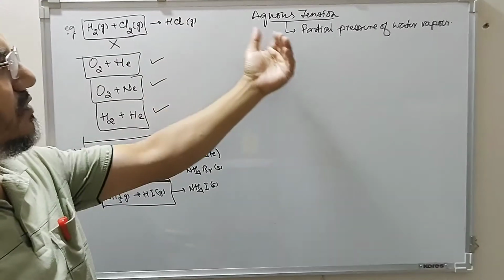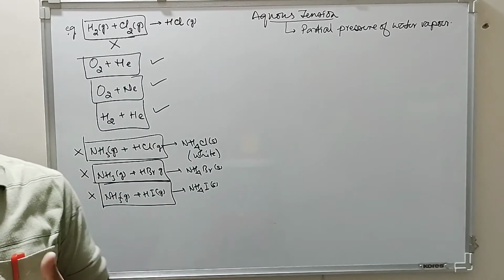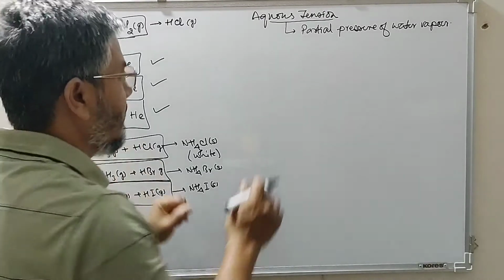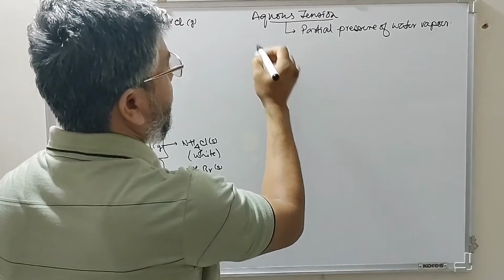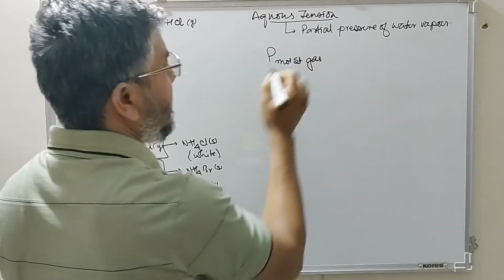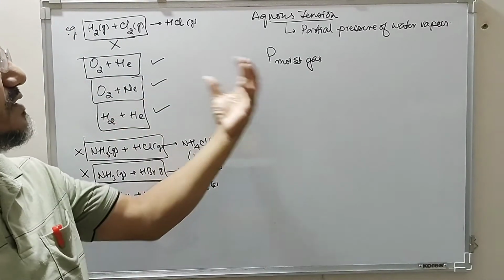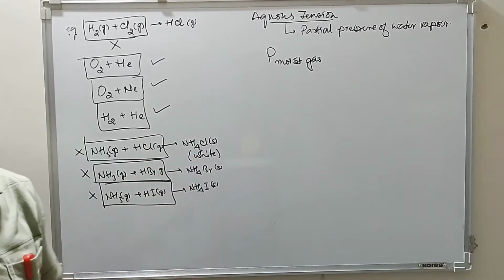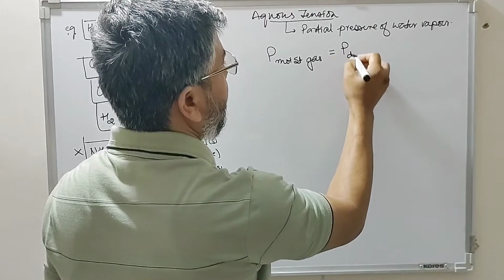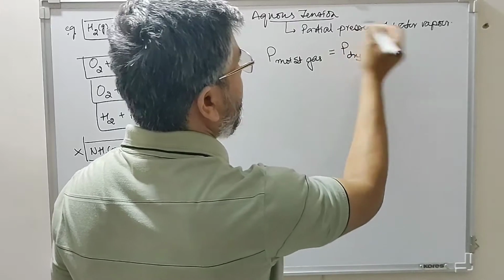Aqueous tension is known as the partial pressure of water vapor. So whenever we have gases, they are taken as a moist gas. Look at this: the pressure of a moist gas, that means a gas which is dissolved in water, is known as the partial pressure of the moist gas. So the partial pressure of moist gas is equal to the partial pressure of dry gas plus aqueous tension.